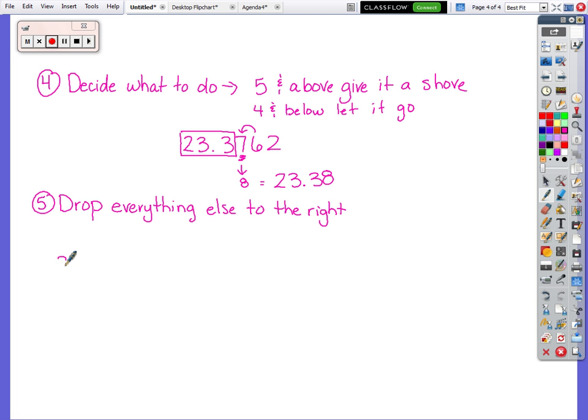So if I have, and I ask you to round that to the tenths place, I'm going to underline my tenths place, draw an arrow from my 4, because my hundredths place is right next to my tenths place. I'm going to keep my 3 the same, my decimal. The 4 is telling the 7 to let it go, so my 7's going to stay the same. And I'm dropping everything else. I rounded to the tenths place, so my last number is in the tenths place.